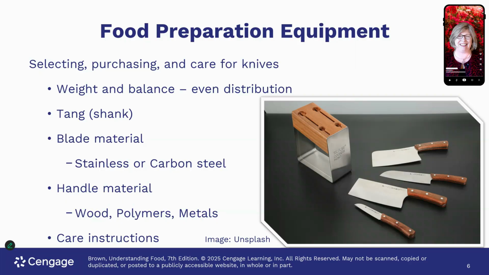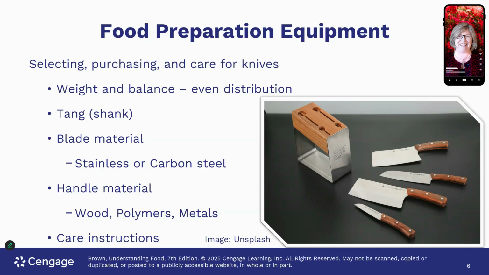When you're purchasing knives, you want to look for good quality knives that have stainless steel or carbon steel blades. You want an even weight and balanced distribution so the knife doesn't tip forward. You don't want to fight with the knife. The shank, which is called the tang, is the part that goes up into the handle. It can either be a short shank and go part way, or it can be a long shank and go all the way to the end.